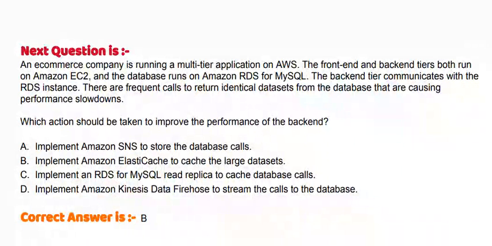Option A. Implement Amazon SNS to store the database calls. Option B. Implement Amazon ElastiCache to cache the large datasets. Option C. Implement an RDS for MySQL read replica to cache database calls. And option D. Implement Amazon Kinesis Data Firehose to stream the calls to the database. And the correct answer is option B.